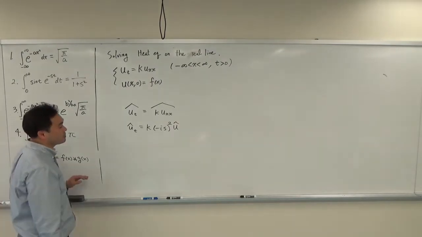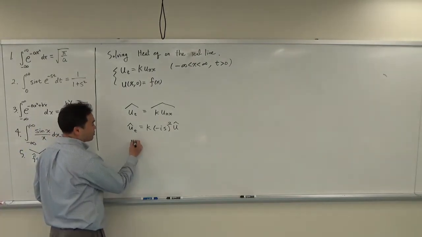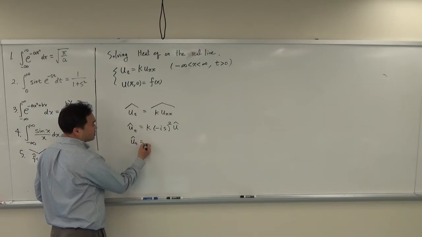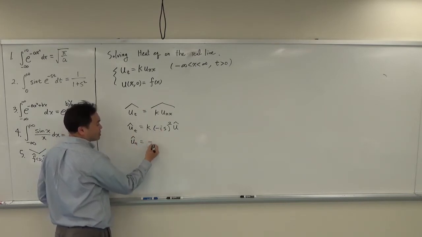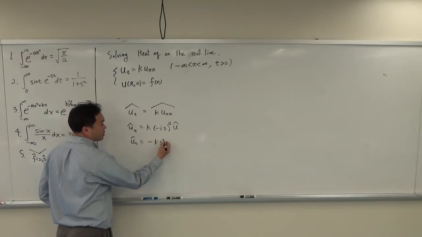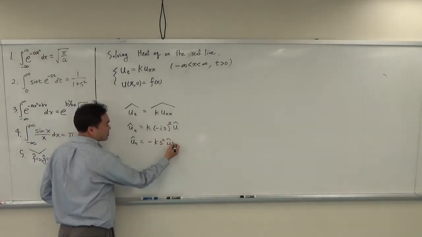So that you have u hat t equals, negative i squared is negative, so you have negative k s squared u hat of s.